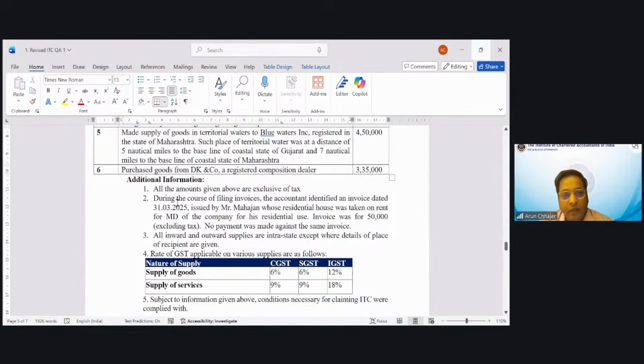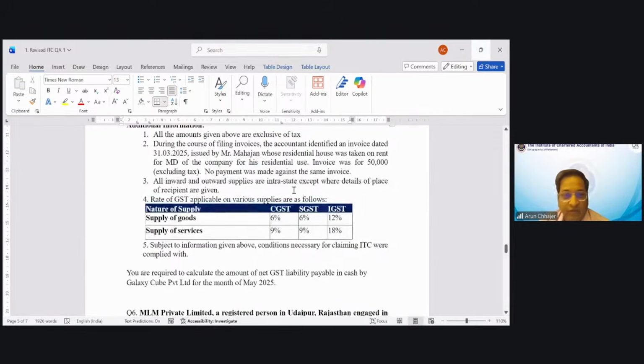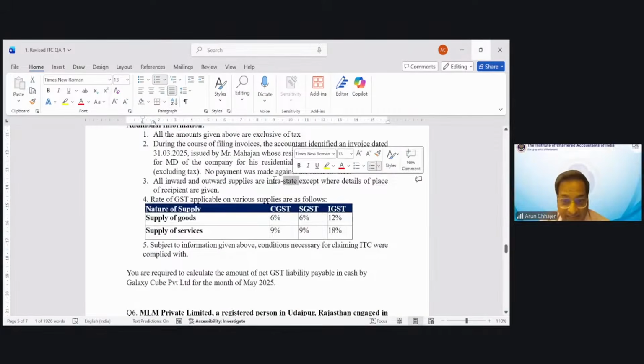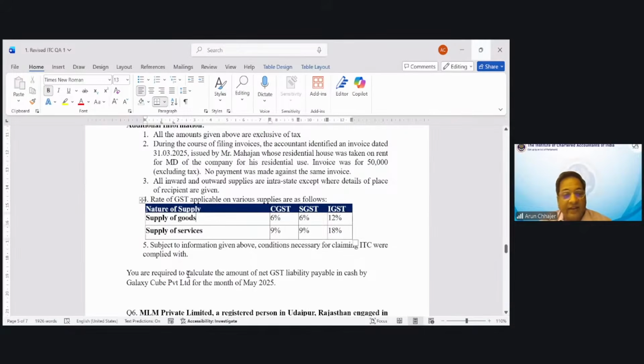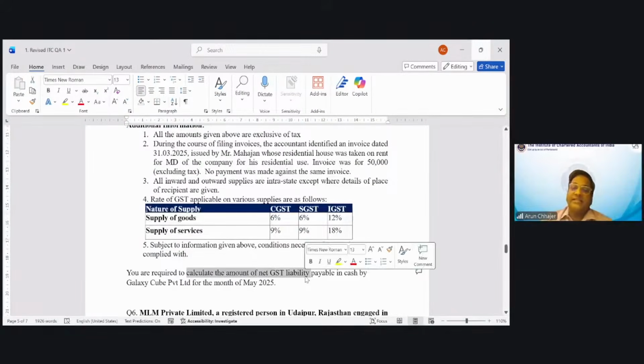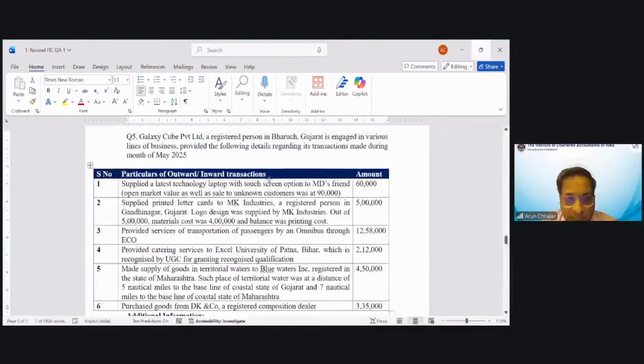Okay. During the course of filing, the invoices were identified, and all inward and outward supplies are intrastate. Rate of tax on goods and services is to be applied. You are required to calculate the net GST liability payable in cash for May 25. Okay, so now you need to calculate the total tax liability. So I will calculate each and every one.